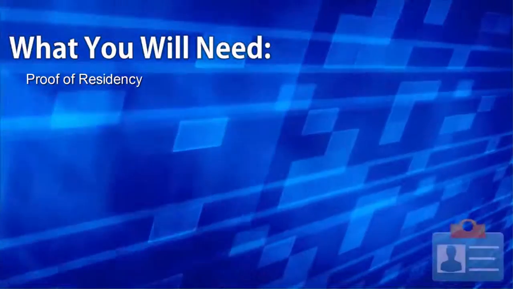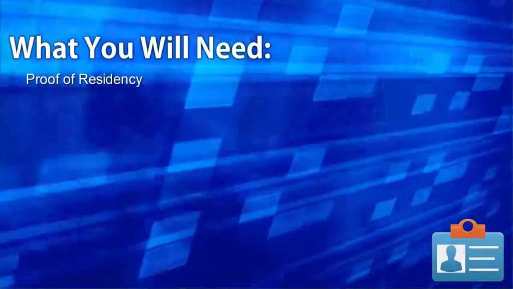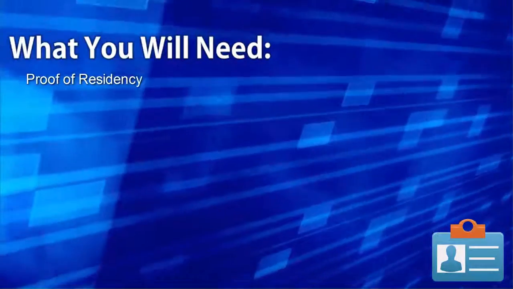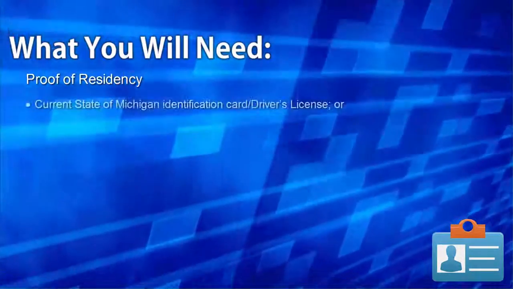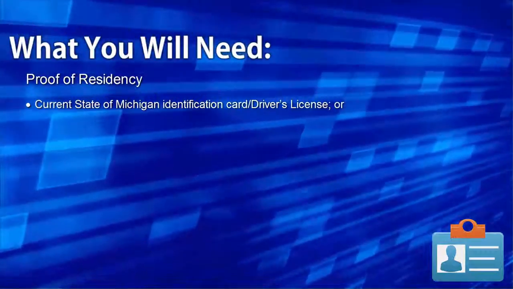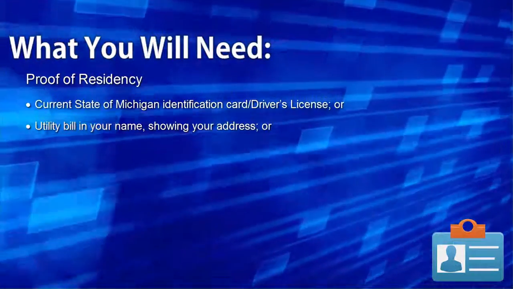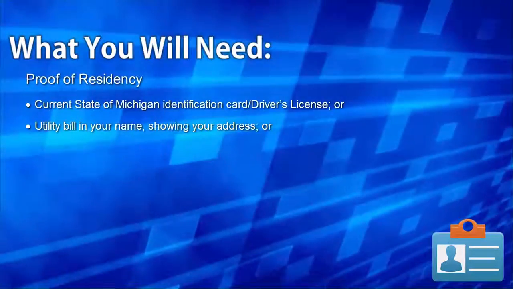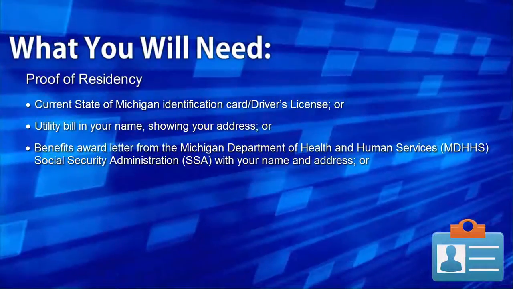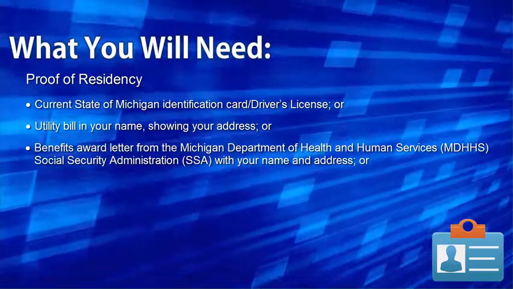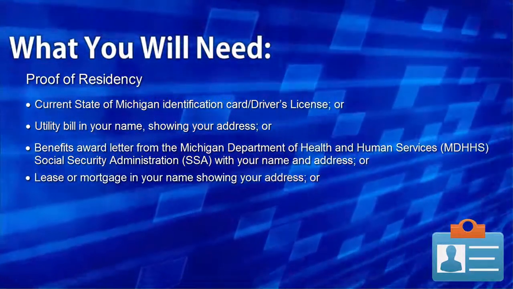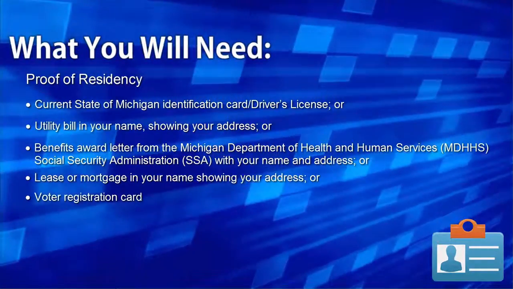You must submit proof that you are a resident of Michigan. You can make a copy of any one of the following items to include with your annual recertification: a current state of Michigan identification card or your driver's license, a utility bill in your name showing your address, a benefits award letter from the Michigan Department of Health and Human Services, Social Security Administration with your name and address, a lease or mortgage in your name showing your address, or a voter registration card.